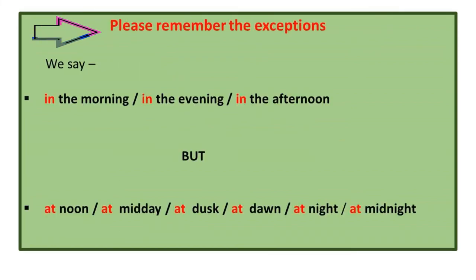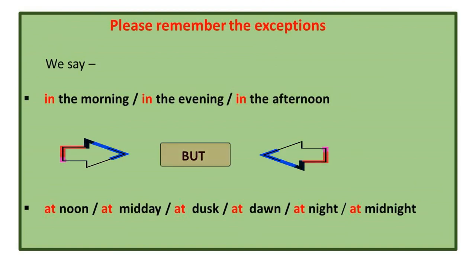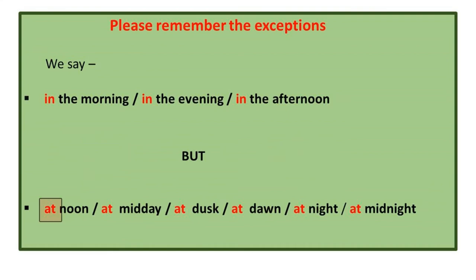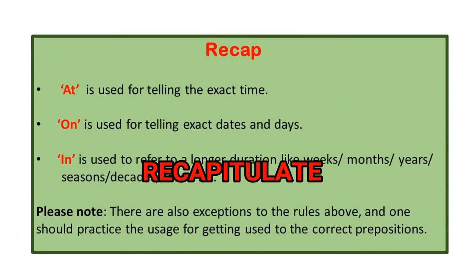Please note that there are also exceptions to the rules. Please remember the following exceptions. We say in the morning, in the evening, in the afternoon, but we say at noon, at midday, at dusk, at dawn, at night, at midnight. Let us recapitulate.